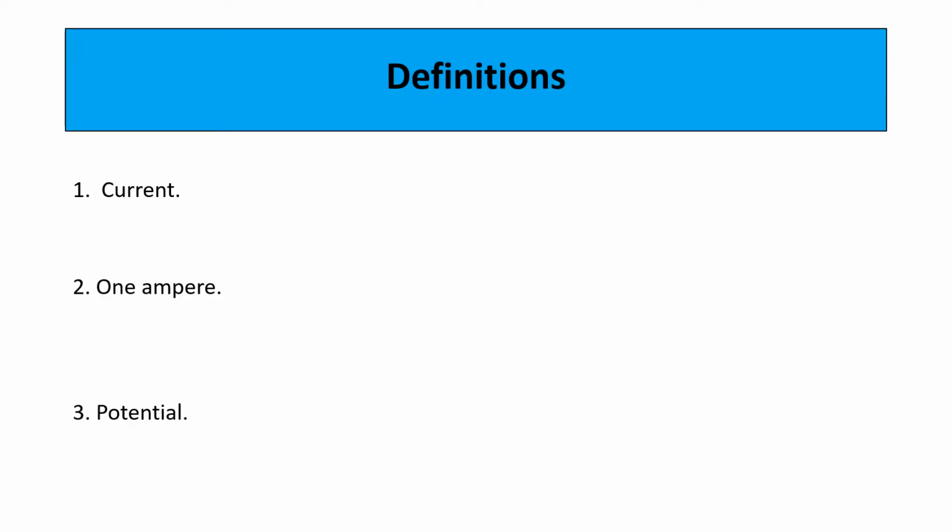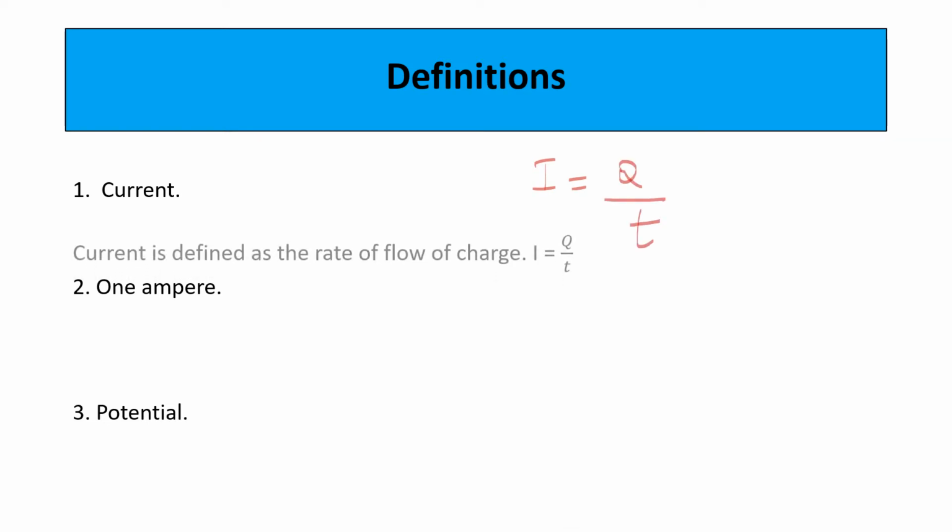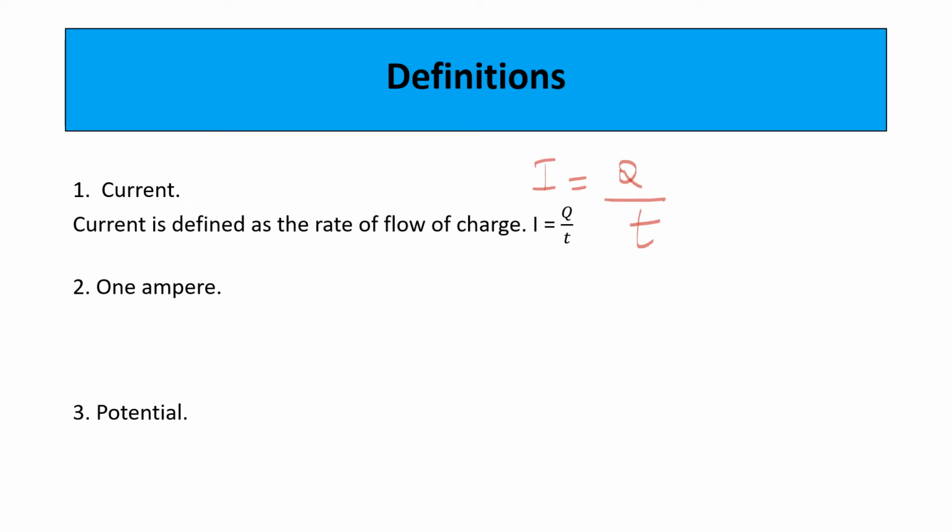Define current. How do you define electric current? We have learned electric current as the rate of flow of electric charges. Therefore, electric current is defined as the rate of flow of electric charge. Q is the charge and I is the electric current, T is the time in seconds.